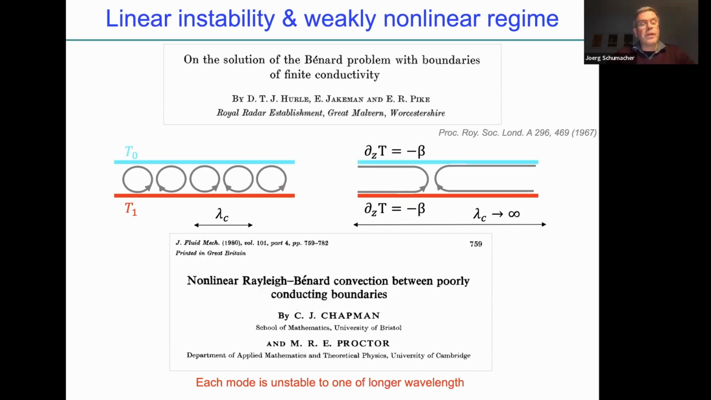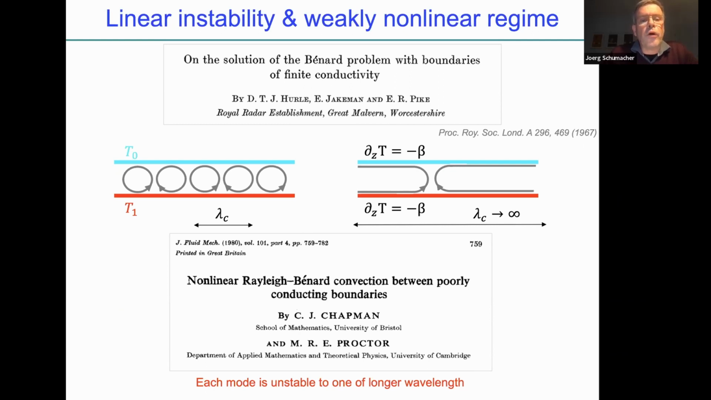And okay, so now we might ask, can we understand this structure formation process? And let's take a look back into the literature. And indeed, there have been already studies in that context.